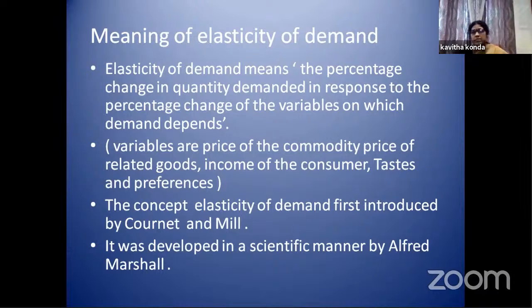The concept of elasticity of demand was first introduced by Cournot and Mill. Later it was developed in a scientific manner by Alfred Marshall. As you know, Alfred Marshall is the economist who gave us diminishing marginal utility and equimarginal utility, depending on the cardinal analysis. So after the introduction by Cournot and Mill, this concept of elasticity of demand was developed in a scientific manner by Alfred Marshall.